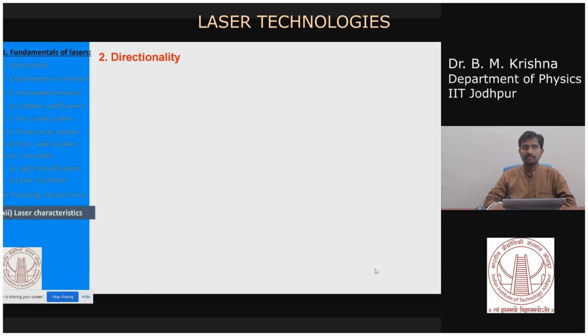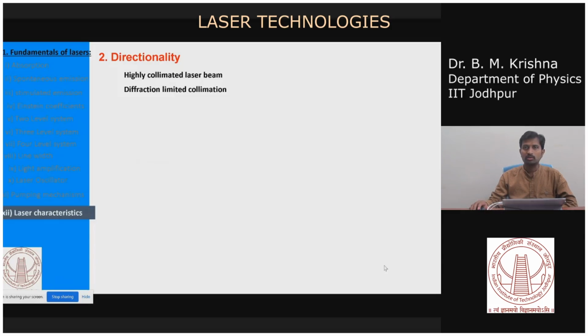the remaining other properties, such as directionality. The directionality you can also call a highly collimated beam or highly collimated laser beam. So these laser beams will give a highly collimated beam. That means over longer distances it can travel without losing much intensity. And this you can also call diffraction limited collimation.